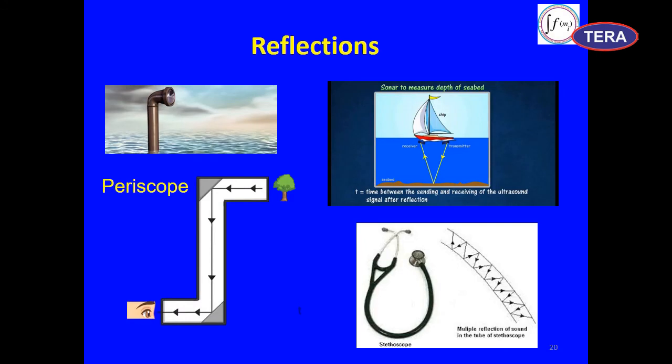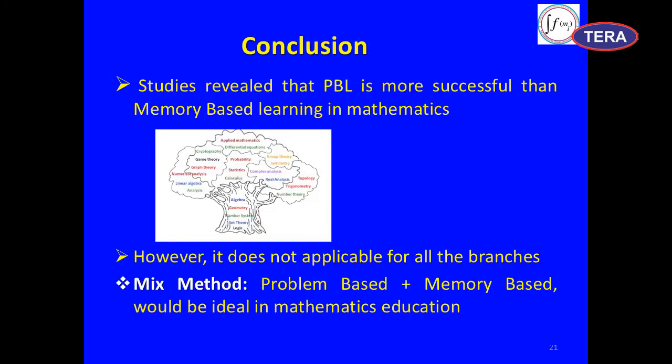Reflection. You know, another important thing is transformation, highly applied in statistics as well. One type of transformation is reflection. Have you ever thought about the stethoscope? Inside this rubber tube, a large number of reflections are happening. So that is mathematics. And the periscope. So all these things are applications in real life.